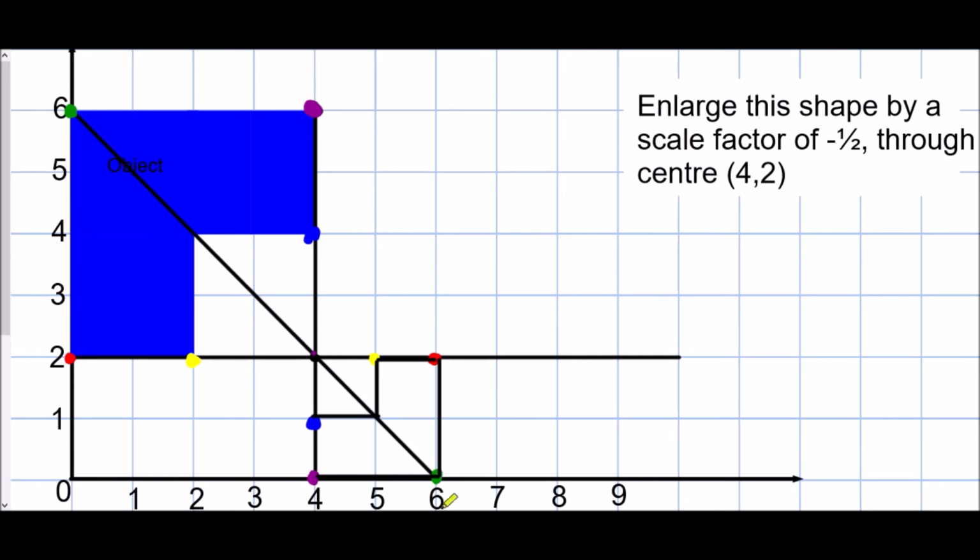And let's just colour that so we can see exactly where we are dealing with. So our shape is now half the size, and it has rotated by 180 degrees. We are now in a different orientation as well. It's half as big, and also from this centre of enlargement, we are half as far away.